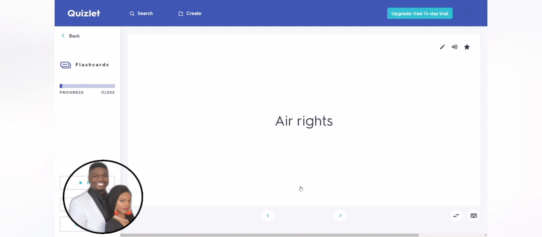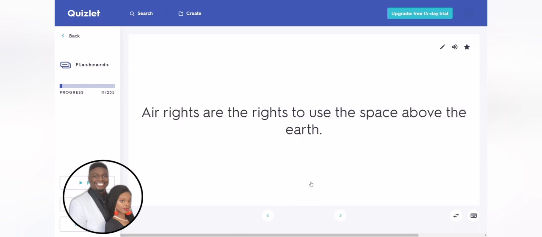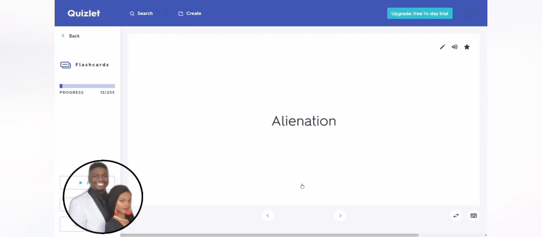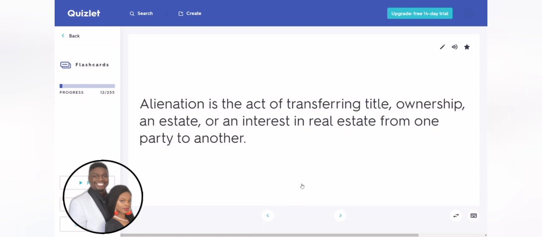Air rights. Air rights are the rights to use the space above the earth. Alienation. Alienation is the act of transferring title, ownership, an estate, or an interest in real estate from one party to another.